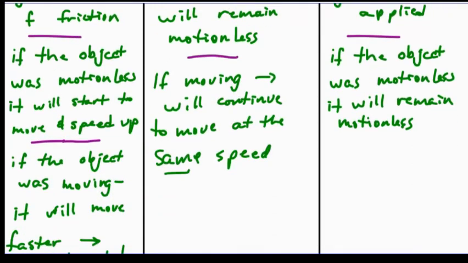Based on Newton's first law, if the object was motionless, it will remain motionless. Even though we have a net force that is negative, the force of friction will not cause this object to start moving in a backwards direction.